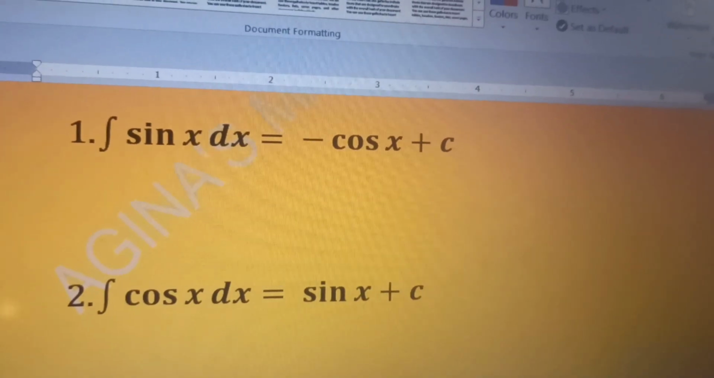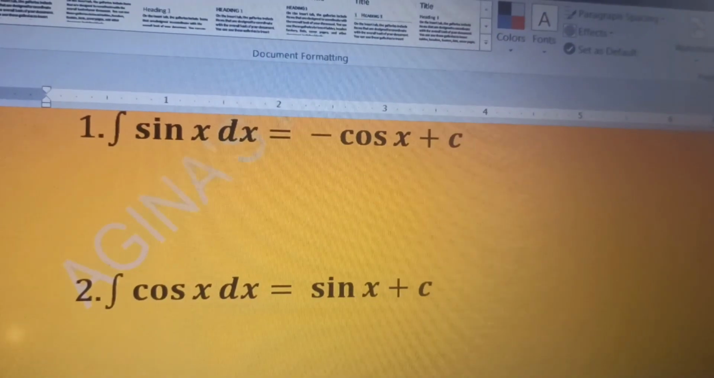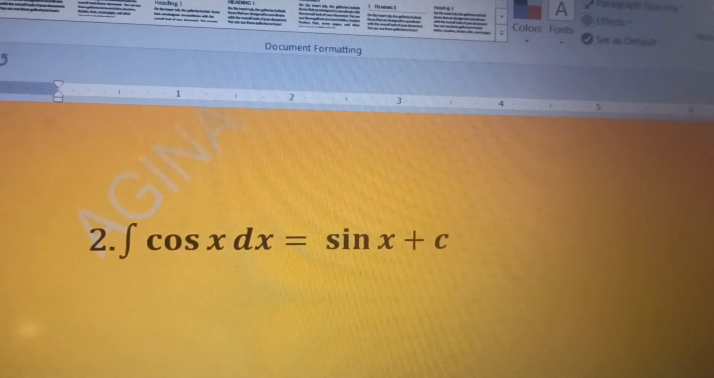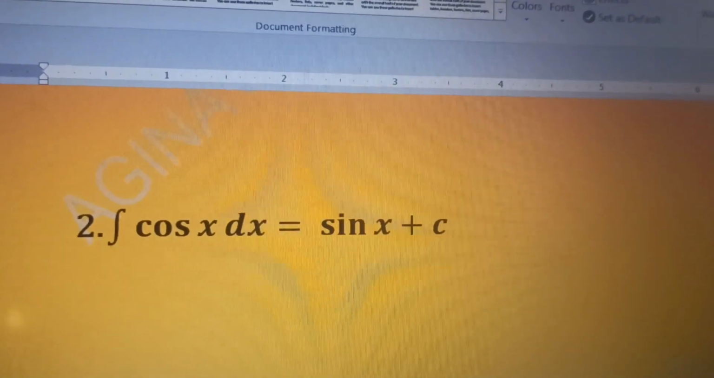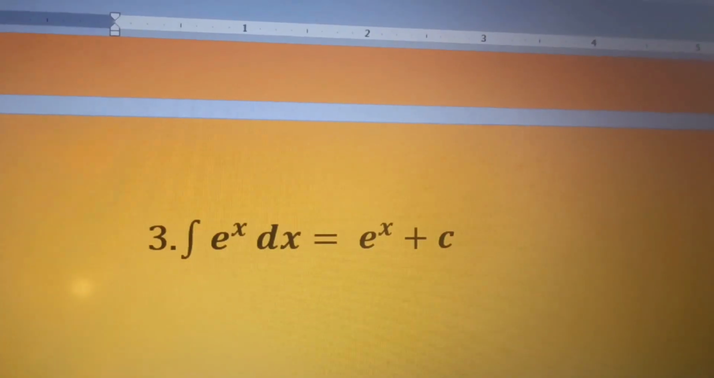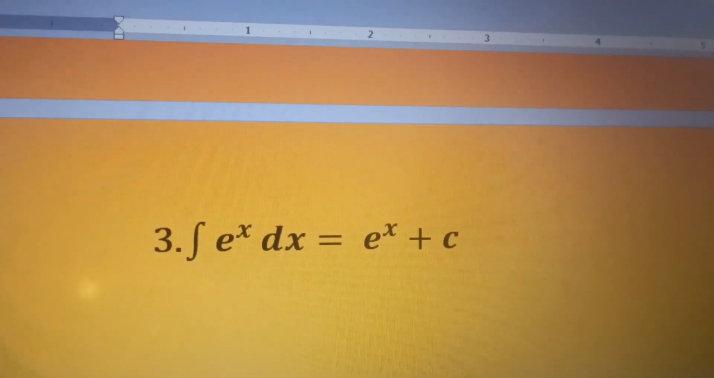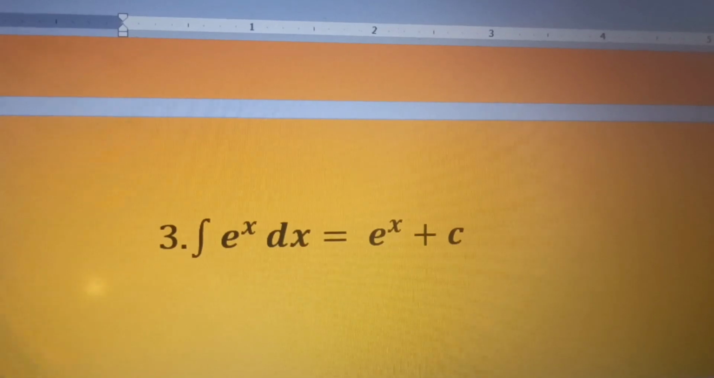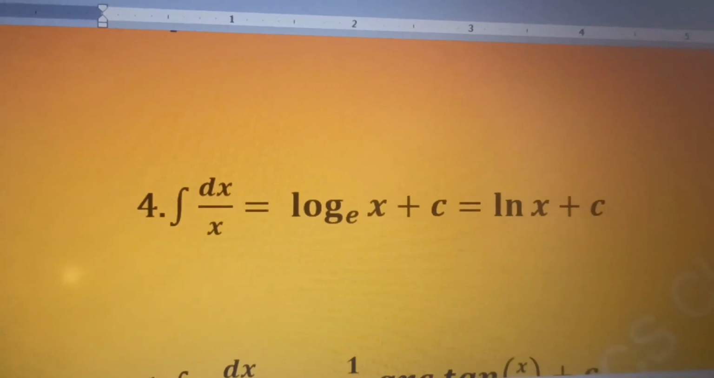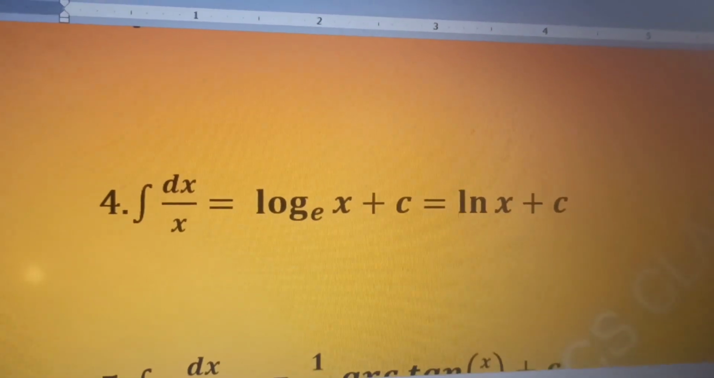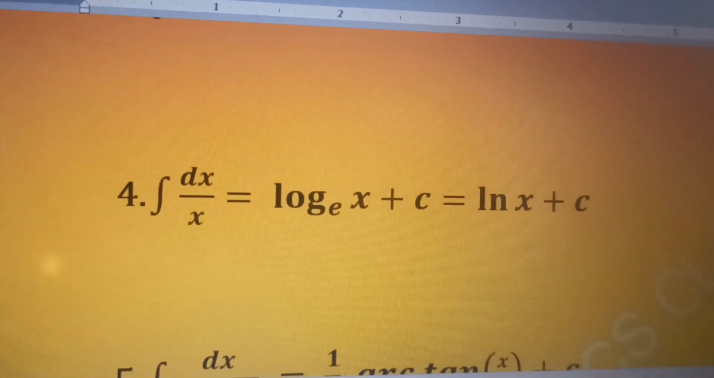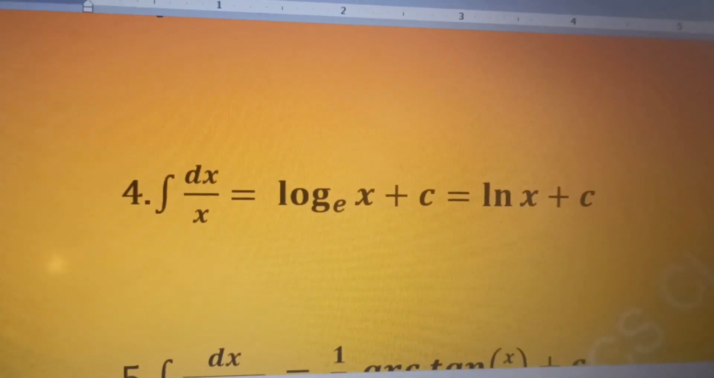The first one is the integral of sine x dx is equal to minus cos x plus c. And second one, integral of cos x dx is equal to sine x plus c. And then number 3, the integral of e to the power x dx is equal to e to the power x plus c. Number 4, the integral of dx over x is equal to log x base e plus c. We know that log x base e is equal to ln x, so that will be ln x plus c.